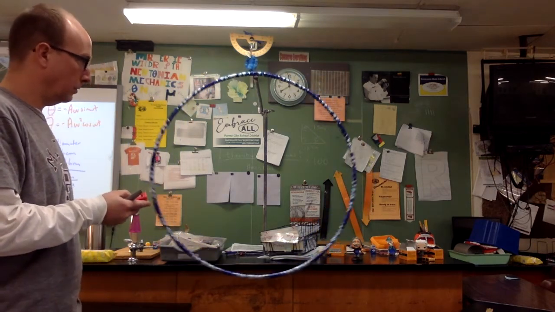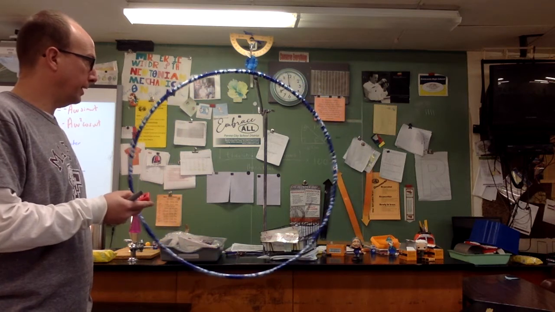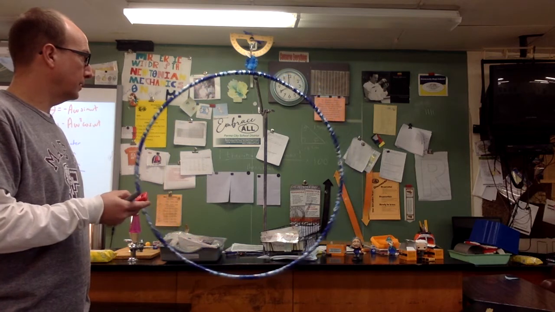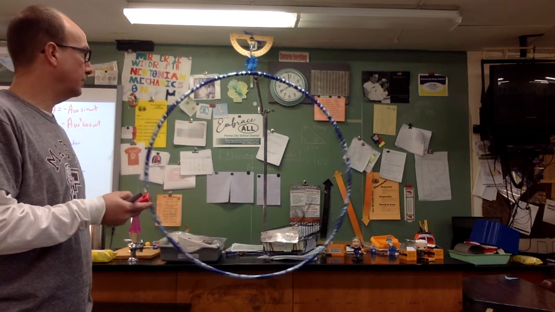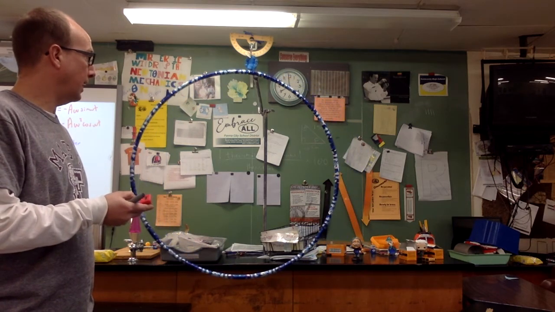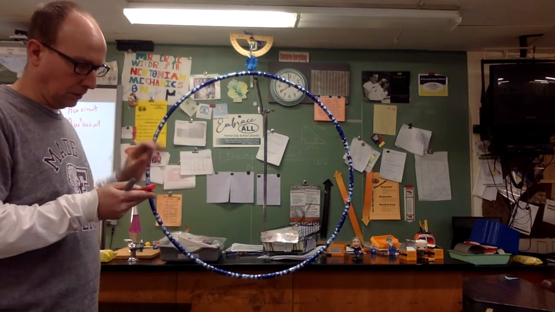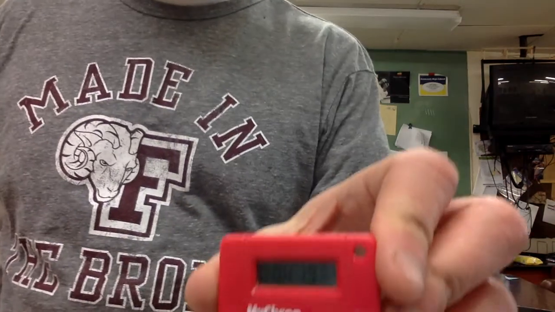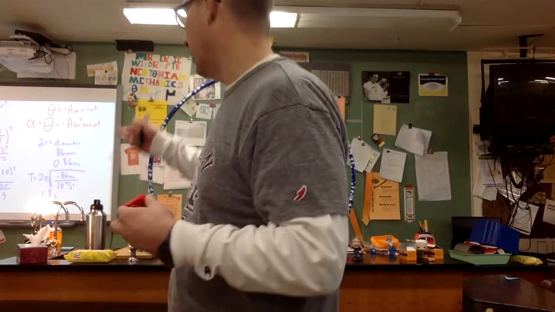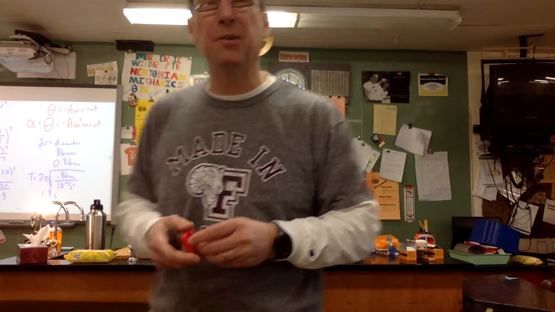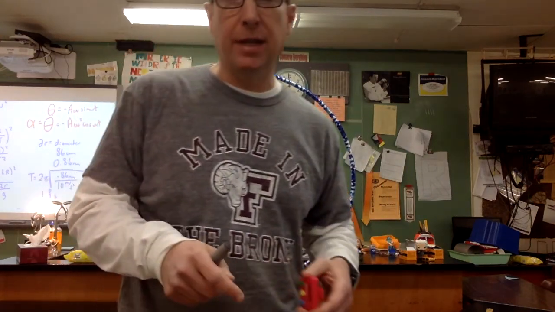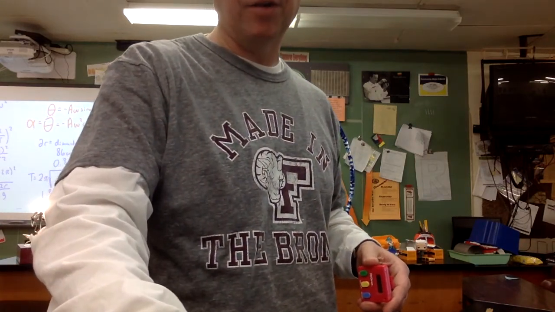1, 2, 3, 4, 5, 6, 7, 8, 9, 10. And I got 19 seconds, which we said it was 1.8 seconds. It was actually 1.84 seconds. So I feel like that's pretty close. All right, I'm going to show you something else interesting about the period of a hula hoop.